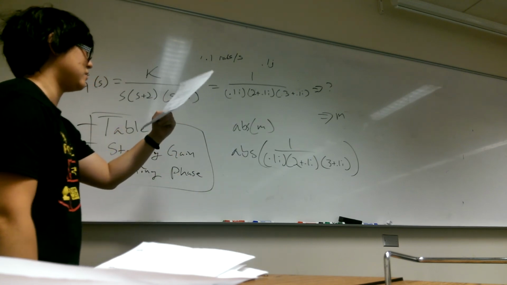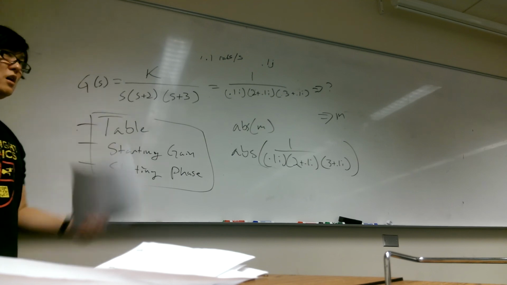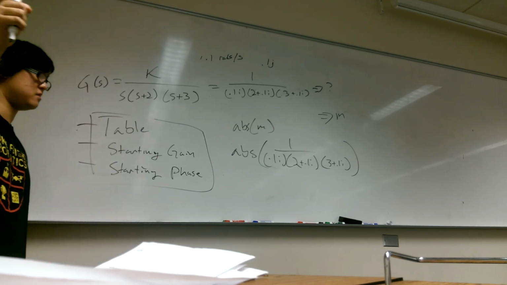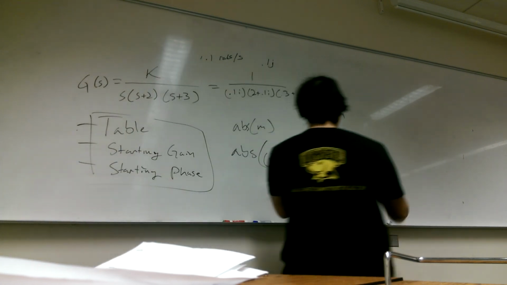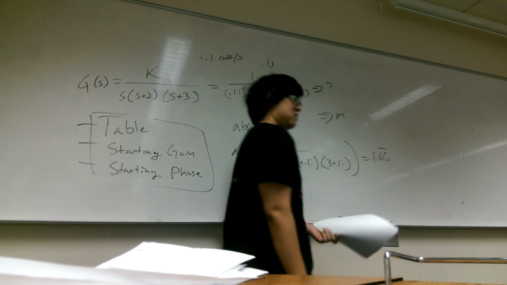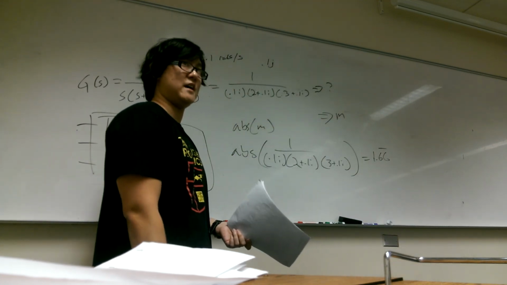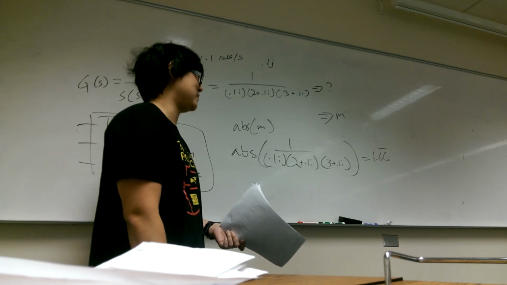So anyway, what number did you guys get? 2.49 is wrong. 1.66 is correct. So this is around 1.66. Is that what everyone got? If you didn't get that, let me know now. Who did not get 1.66?